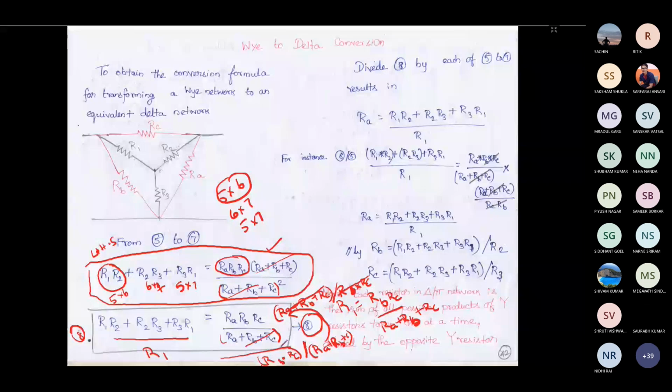Then here RB RC is there, that will get cancelled. Now you have only RA. Then you have the multiplication of these combinations divided by the resistance R1. Okay, same thing I have explained here, how I have done.